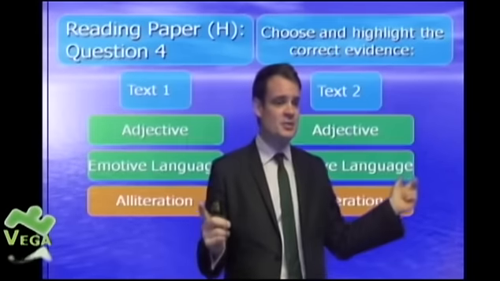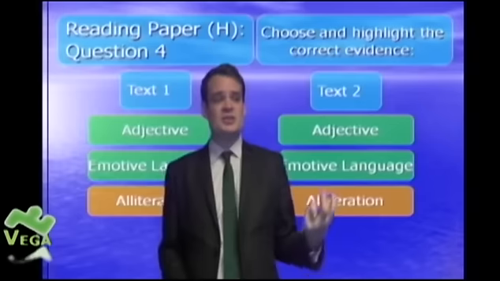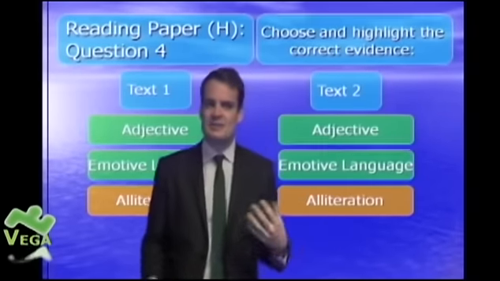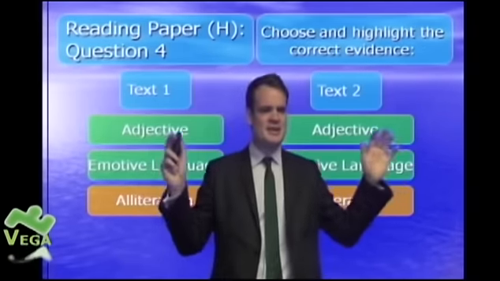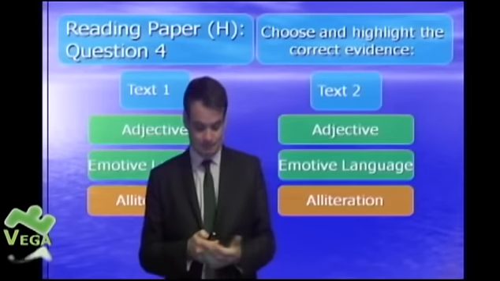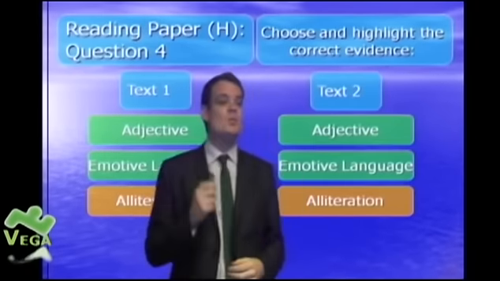Now you'll notice I've put adjective and emotive language in green. That's because you can nearly always find them. The third thing might be a little bit more variable. You might have to have a look at what's there. But what I'm recommending is 3 points per text with a matching language feature across both texts. Okay, you've highlighted that. What next?